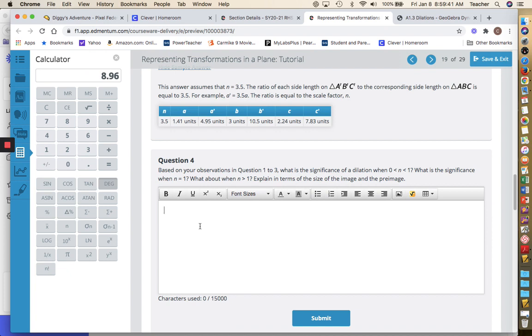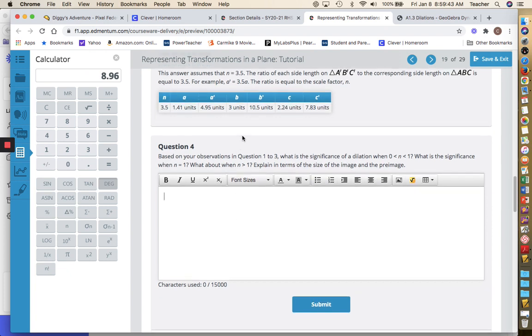All right, based on the observation of question 1 to 3, what's the significance of a dilation when it's between 0 and 1? And what's the significance when n is 1? What about when n is greater than 1? Explain in terms of the size. Okay, well, let's do them one at a time. When it's in between 0 and 1, size image of the pre-image.